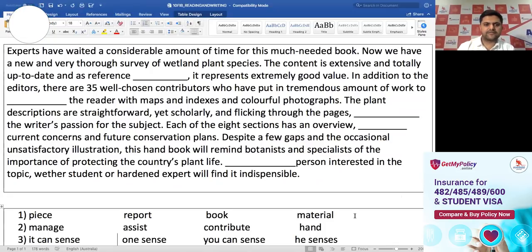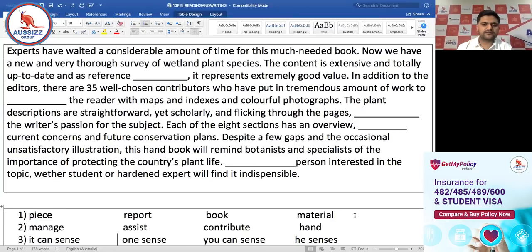Experts have waited a considerable amount of time for this much needed book. Now we have a new and very thorough survey of wetland plant species. The content is extensive and totally up to date, and as a reference blank, it represents extremely good value. In addition to the editors, there are 35 well-chosen contributors who have put in tremendous amount of work to dash the reader with maps and indexes and colorful photographs.